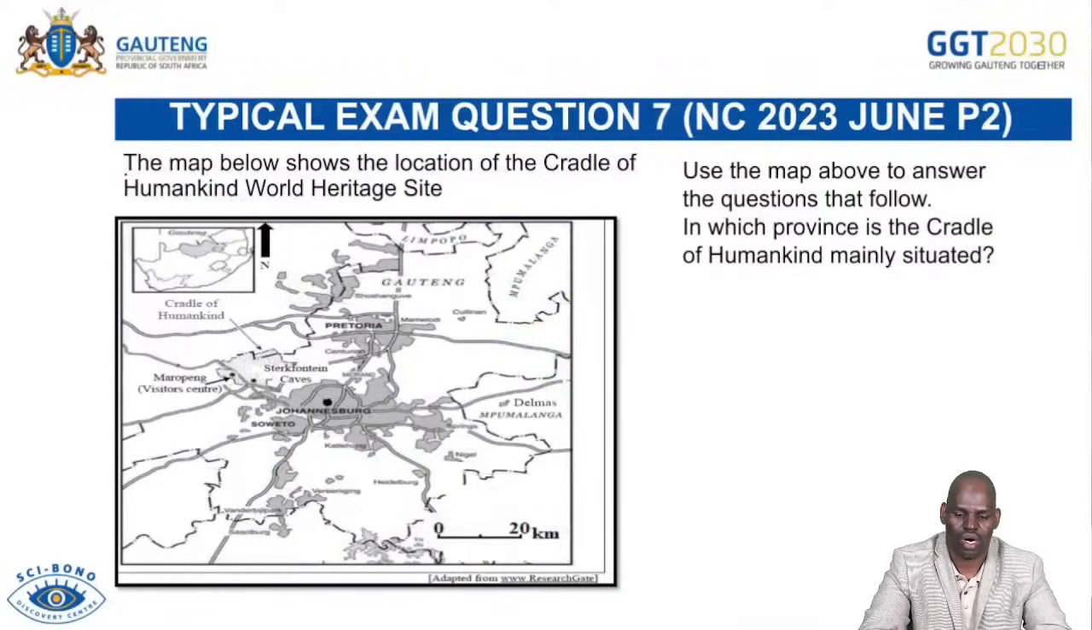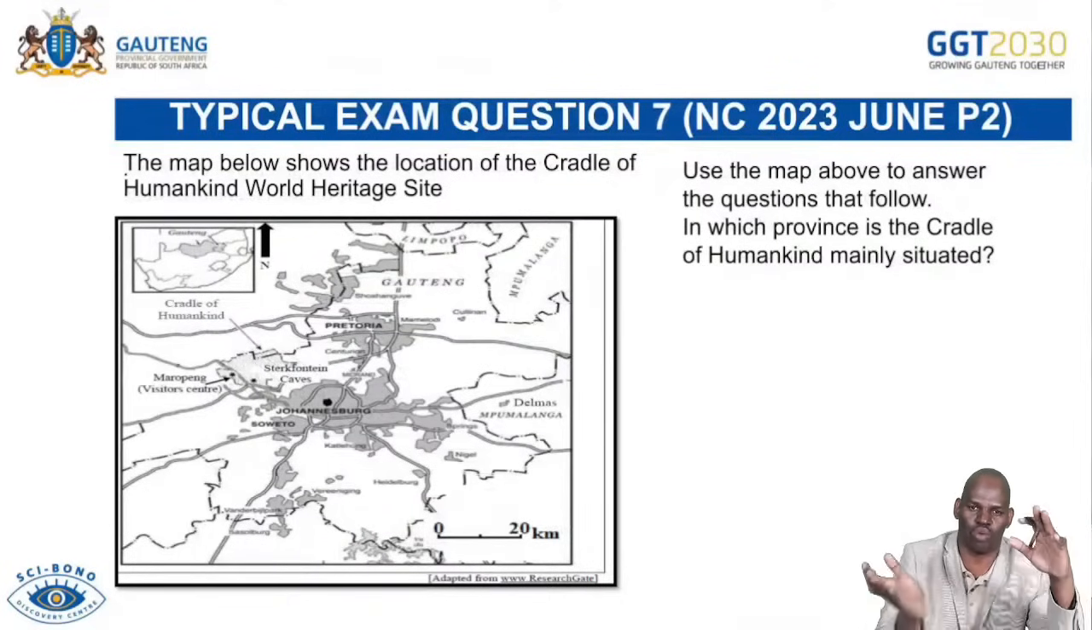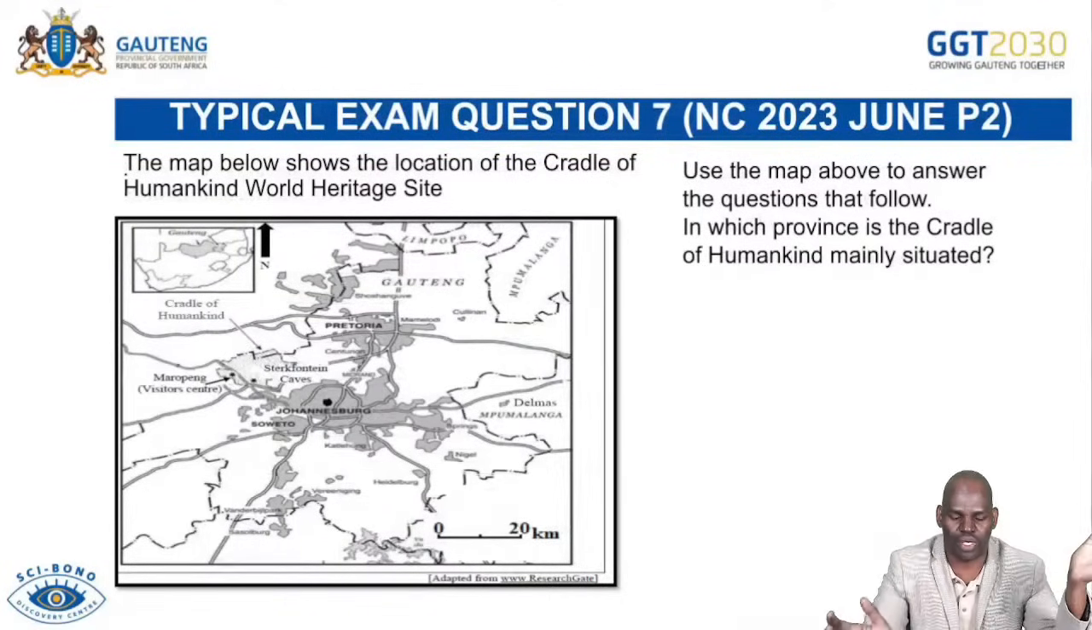And then this was taken from the very same question paper. So now you can see that the first part was actually measurement, and the second part in question 1 is now maps and plans. It's a combination. But if you look at the type of questions, they are the easiest questions. Like this one: the map below shows the location of the Cradle of Humankind World Heritage Site. Use the map above. It's actually supposed to be alongside. In which province is the Cradle of Humankind mainly situated?